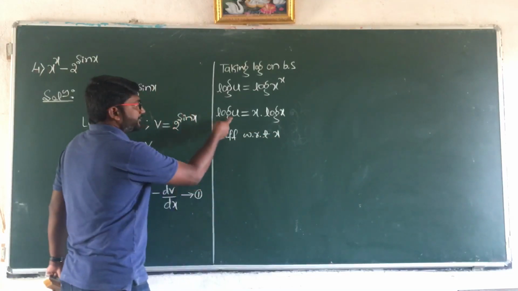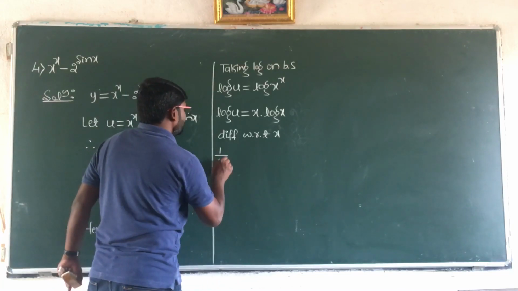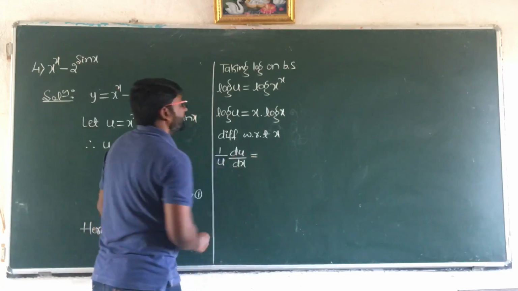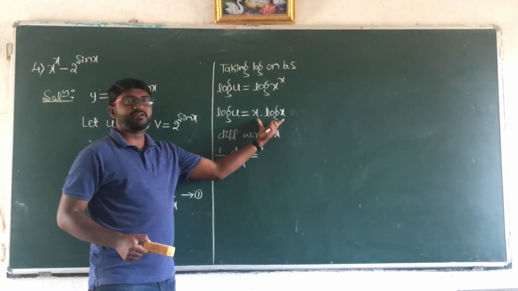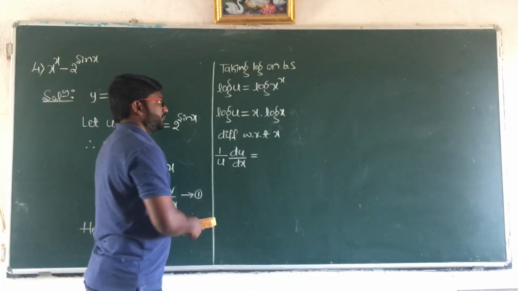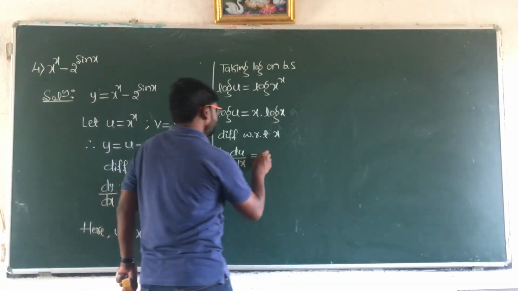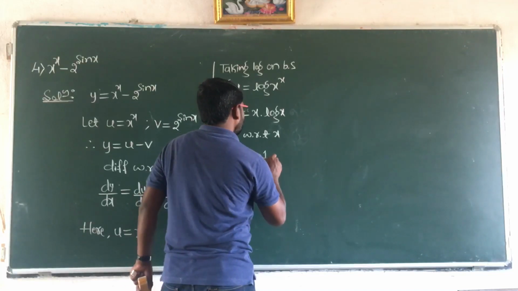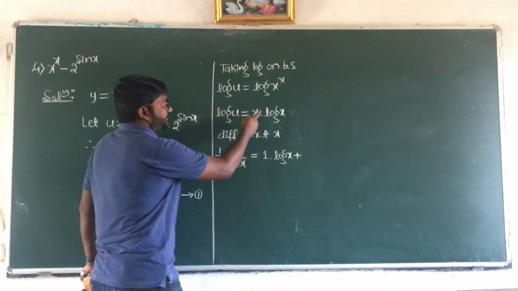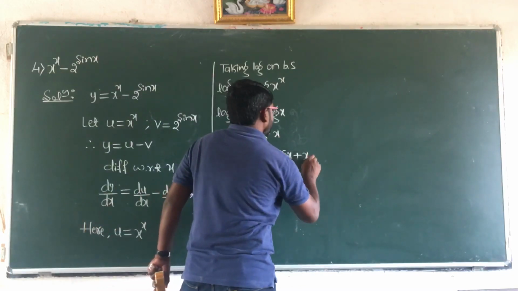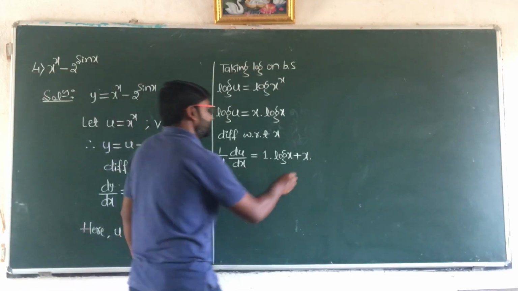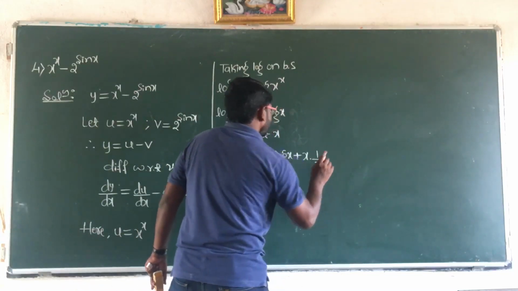What is the derivative of log u? It is 1 by u du by dx, which is equal to, now here we will have to apply the product rule, (uv)' is equal to u'v plus uv'. So derivative of x is 1 into the second function as it is, plus the first function as it is into the derivative of the second function, d by dx of log x, which is 1 by x. So 1 divided by x.